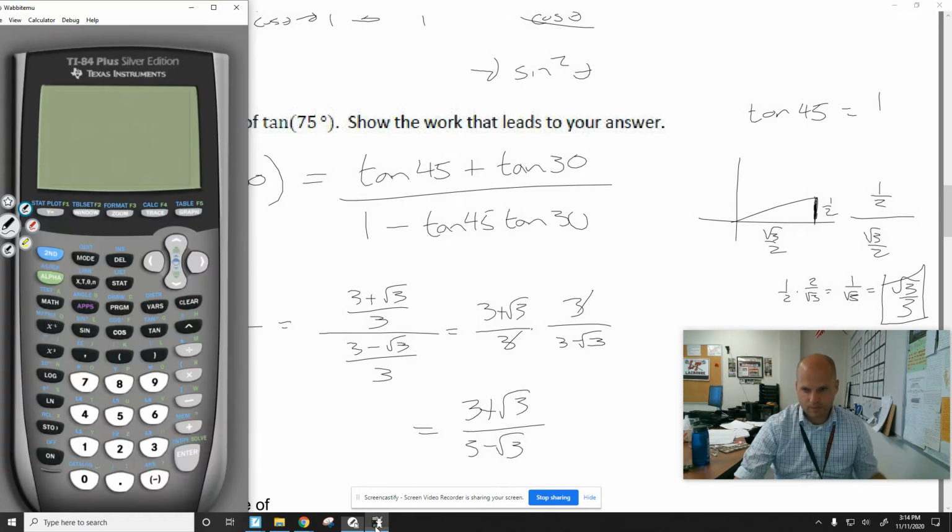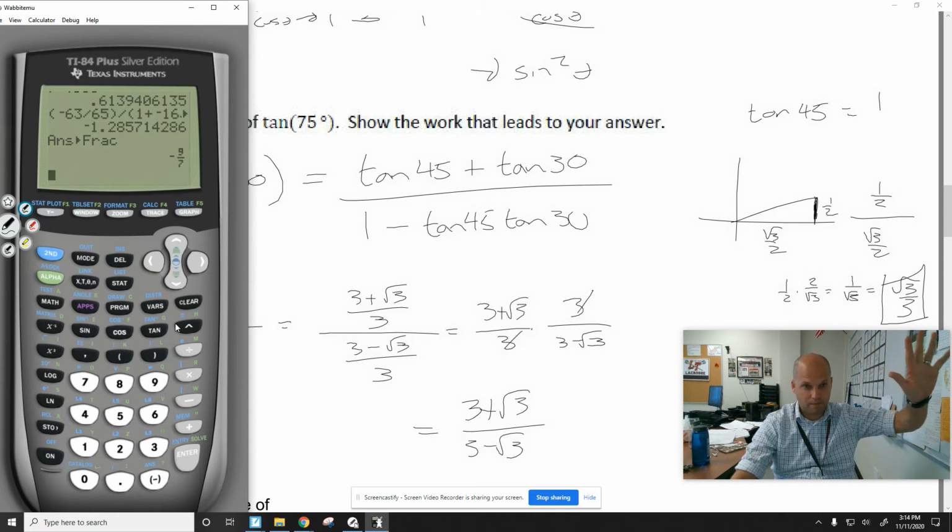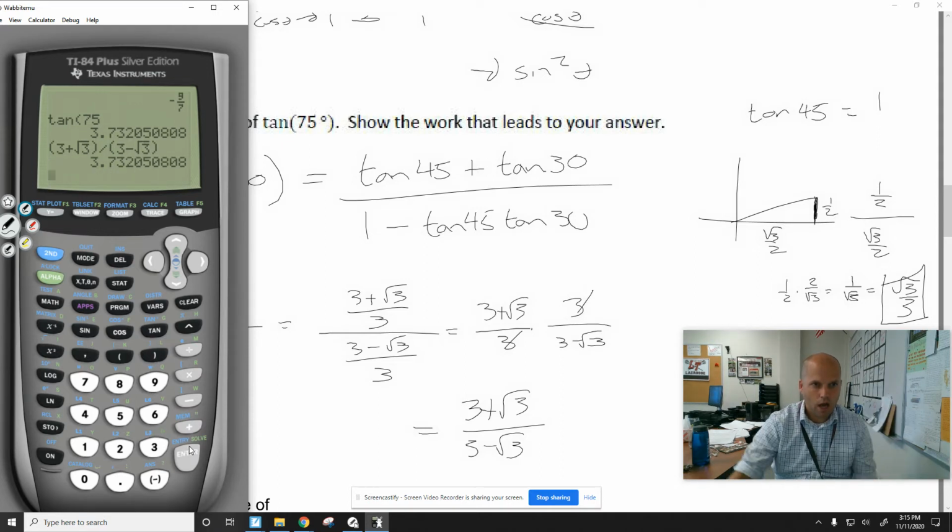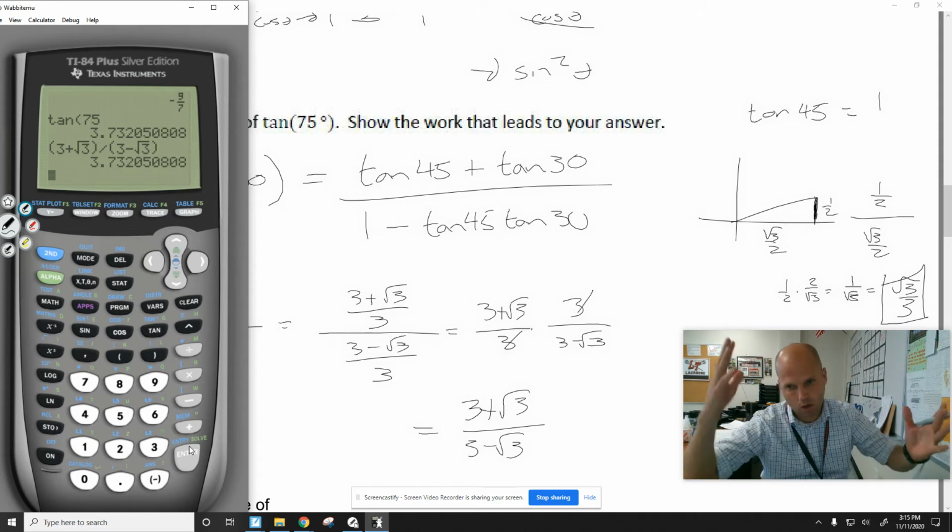Don't believe me? This is when you can check and have fun. Like, this is what I would recommend you do. It's like tangent 75 degrees. Be careful. Tangent 75. That 3 plus root 3, 3 minus root 3. Oh, look at that. It's the same number.